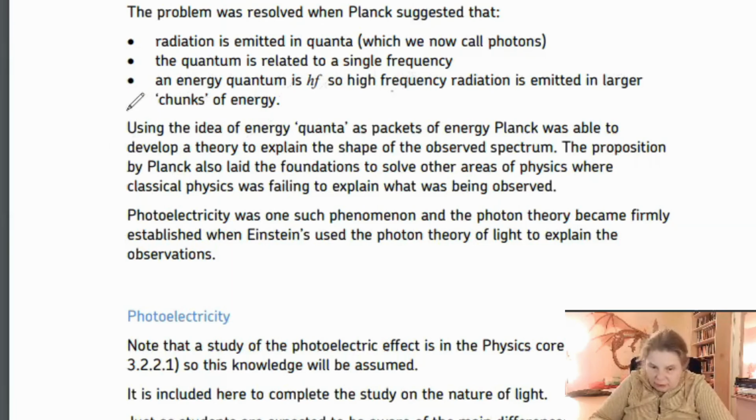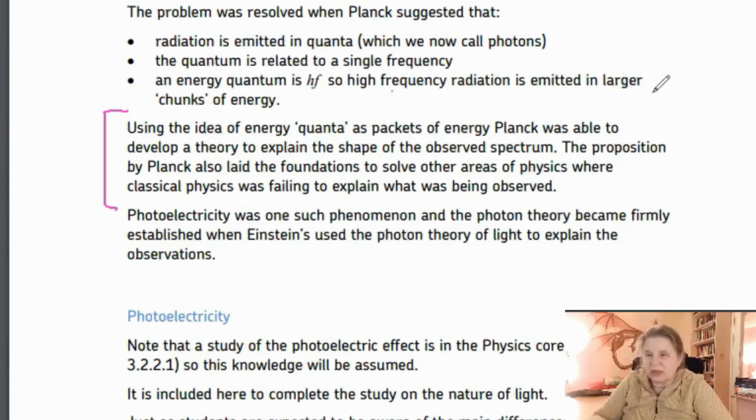Okay, so it says, using the idea of energy quanta as packets of energy, Planck was able to develop a theory to explain the shape of the observed spectrum. The proposition by Planck also laid the foundations for other areas of physics where classical physics was failing to explain what was observed. And photoelectricity was one phenomenon where quantum physics came to the rescue and solved it. Now, I read that and I went, how does the coming in lumps work then? That doesn't make sense.